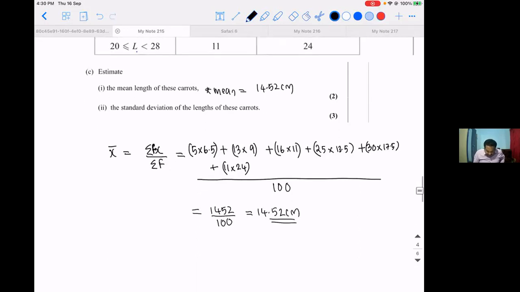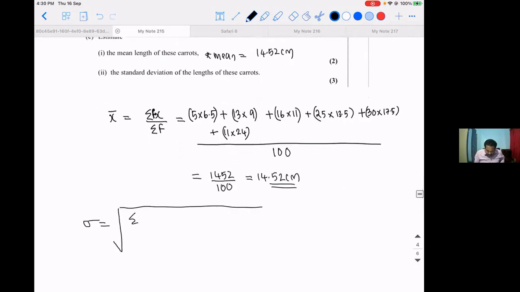Now about the standard deviation. So what is the standard deviation? You can refer to your data book to find the equation for standard deviation. It is the square root of sigma fx square divided by sigma f, minus sigma fx divided by sigma f, whole square. So this is how we are finding the standard deviation.